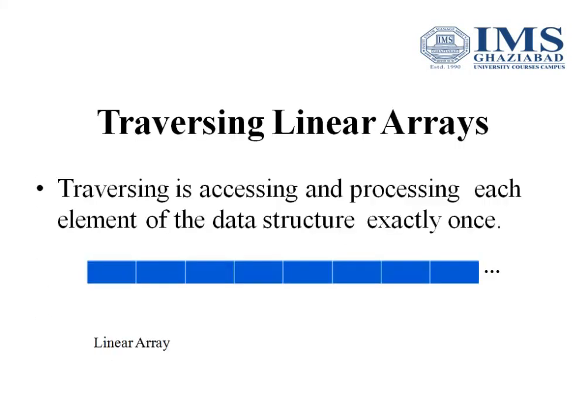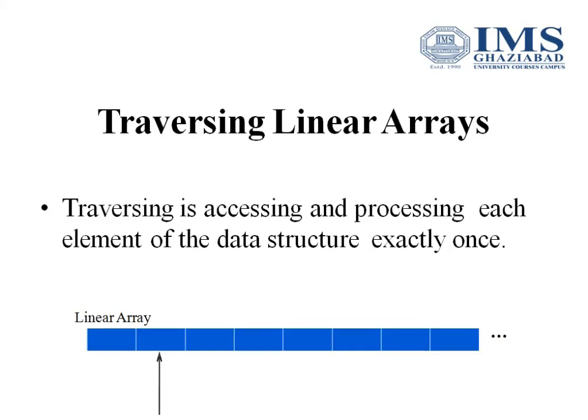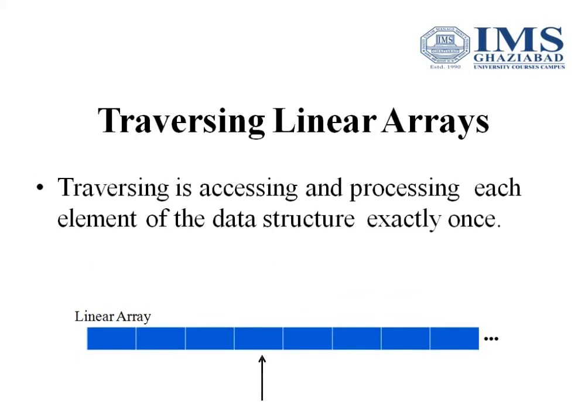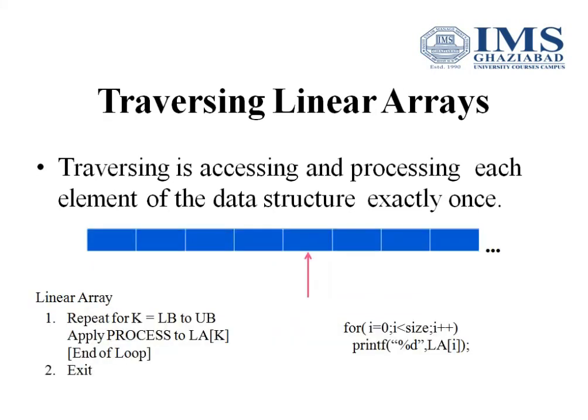So traversing is accessing and processing each element of the data structure exactly once. If we talk about a linear array, traversing means you want to visit each and every element of the data structure exactly once. So we have to read each and every element of the array one by one. We start from the beginning, from the lower bound, and move up to the upper bound.